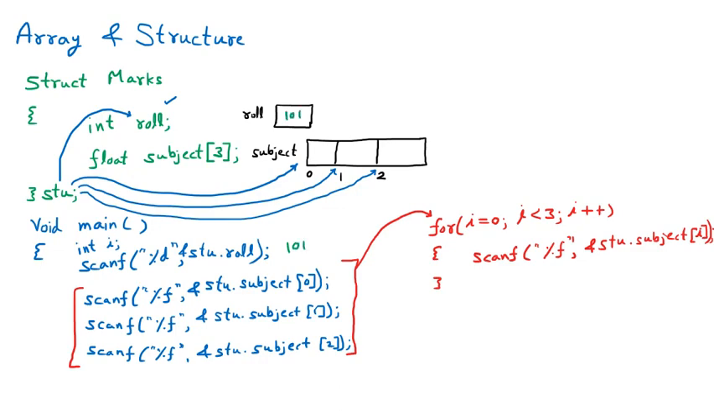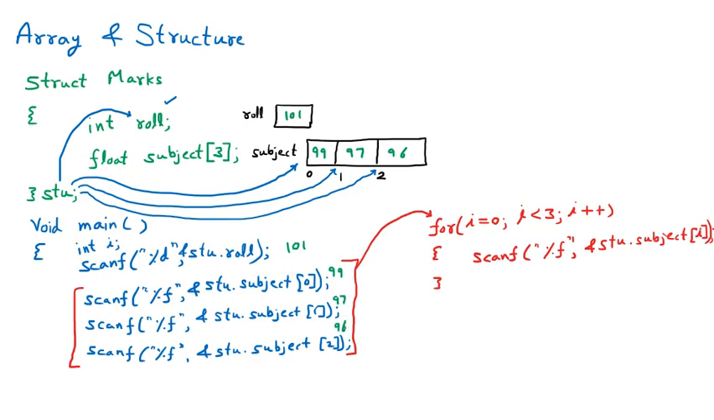Let us suppose in this for loop we are giving the marks of the student, and the marks we have given are, let us suppose, 99, 97 and 96. So these 3 marks are given, 99, 97 and 96. Now we have to display it.